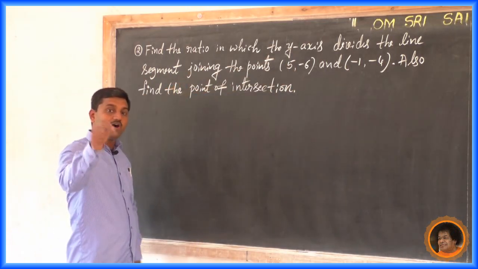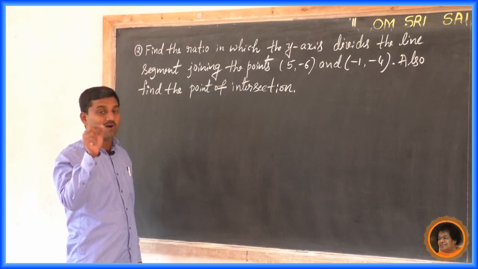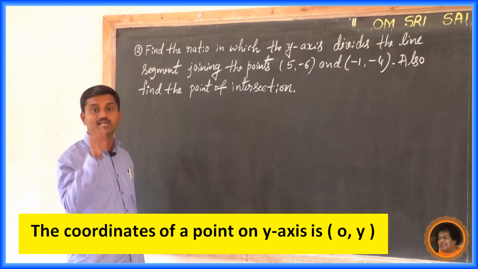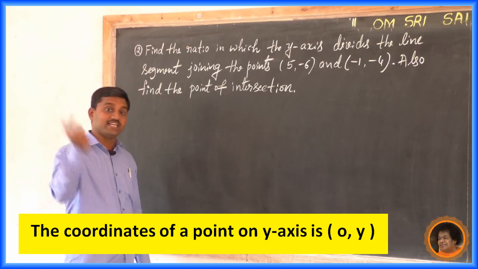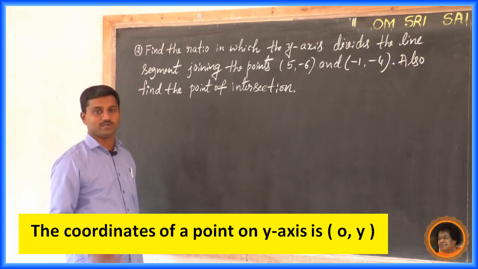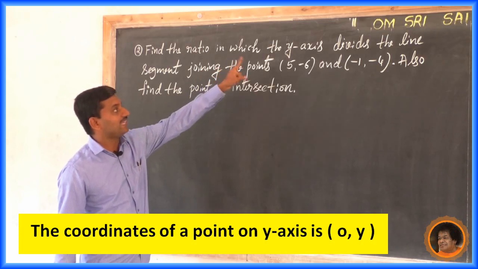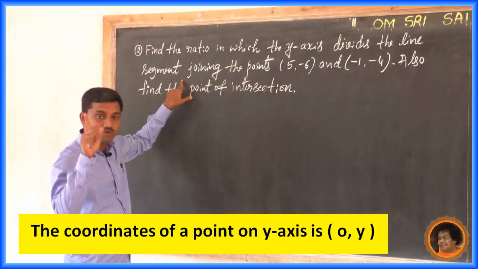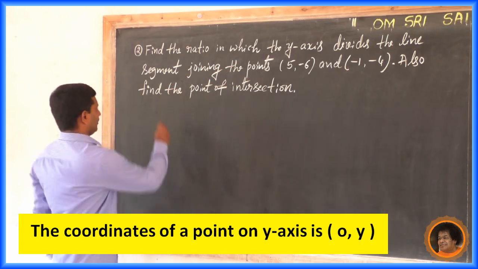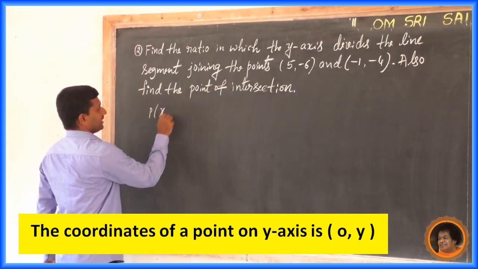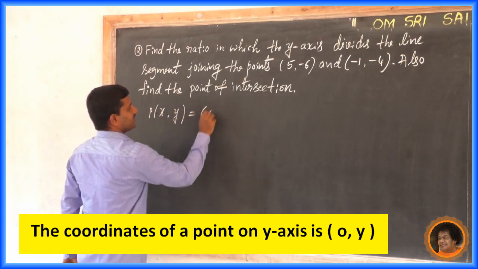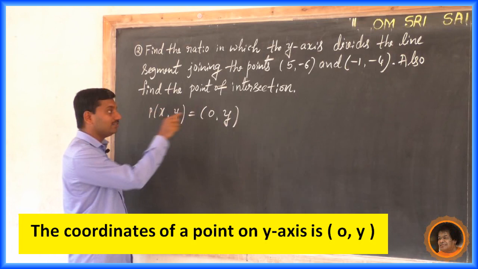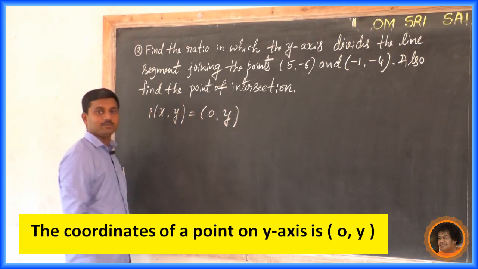Any point on the y-axis. So what are the coordinates of a point on the y-axis? On the y-axis the coordinates are 0, y. On the x-axis, x, 0. But here given the y-axis divides the line segment. Y-axis means that is in the form of 0, y. So therefore P of x, y, that is 0, y on the y-axis. The coordinates of any point on the y-axis are in the form of 0, y.